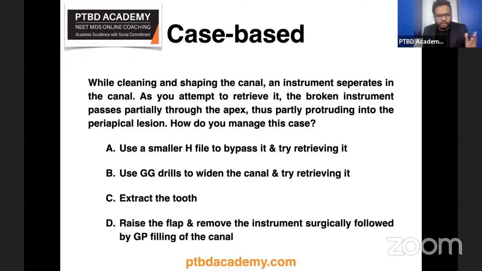Option A, use a smaller H file to bypass it and try retrieving it. Option B, use GG, Gates Glidden drills, to widen the canal and try retrieving it. Option C, extract the tooth. Maybe easy for you, but what about the patient? Option D, raise the flap and remove the instrument surgically, followed by GP filling of the canal.